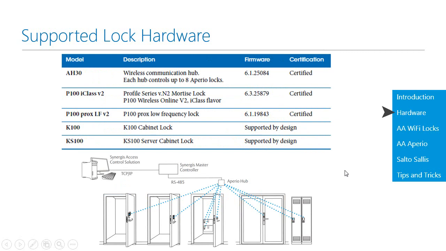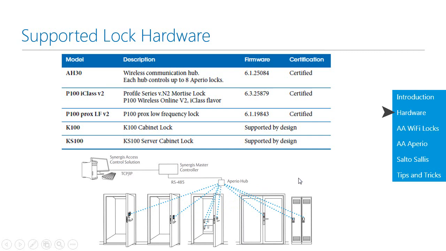Now, moving on to the next set of wireless locks, let's take a look at the Assa Abloy Aperio line of hardware. Now the basic hardware that you're going to need is the AH30 hub, which is wired to a channel on the Synergis master controller and is used to communicate with the wireless locks themselves.